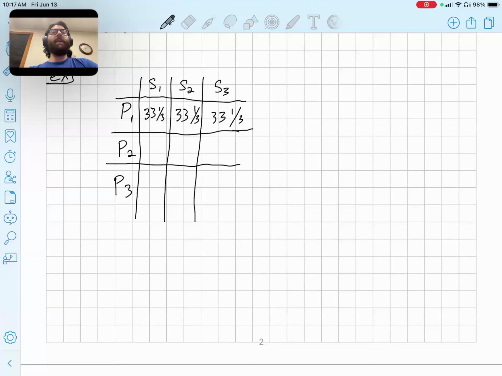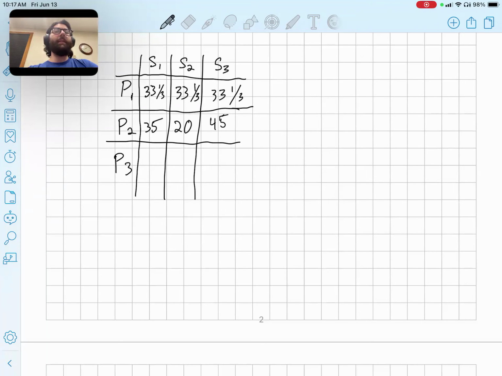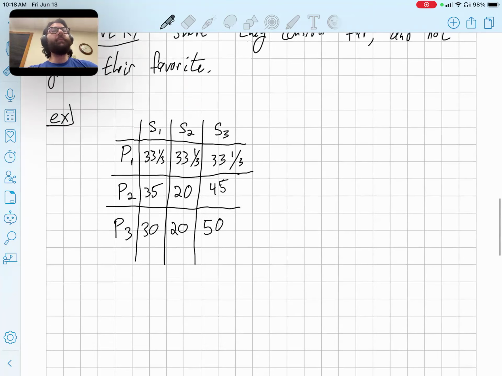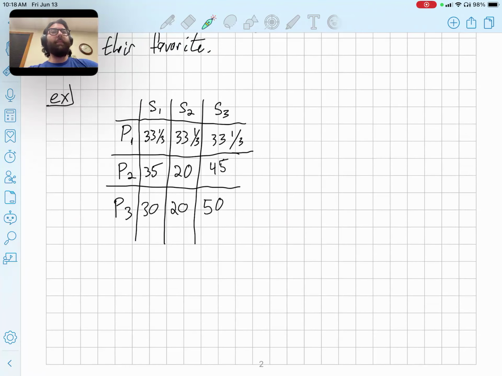Suppose P2 thinks that S1 is worth 35%, S2 is worth 20%, and S3 is worth 45% of the total. And let's say P3 thinks S3 is worth 50%, S2 is worth 20%, and S1 is worth 30%. Okay, so the divider has divided, and we can see that because all of the shares have an equal value for them.